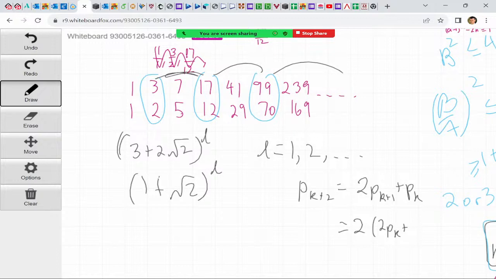Yeah, because 1 plus root 2 is probably one of the square roots of 3 plus 2 root 2, isn't it? Yeah, because 1 plus root 2 squared, at least if it would be true. That is equal to that, right? Yeah, it works.